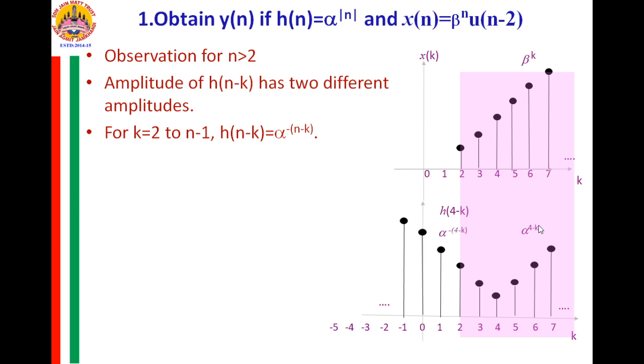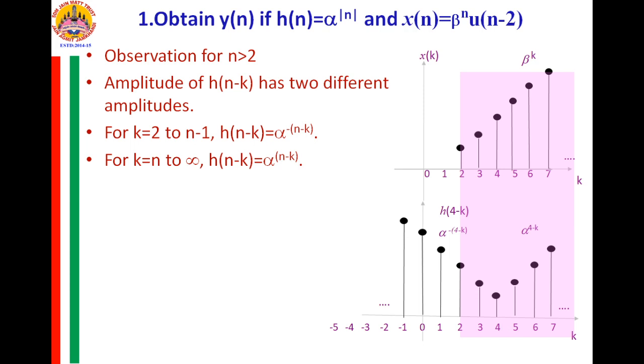So in general, for n greater than 2, h of n minus k will have two amplitudes, that is from k equal to minus infinity to n minus 1, it is alpha raised to minus n minus k, and then from n onwards it is alpha raised to n minus k, and the product, if you take, will always remain from 2 to infinity.